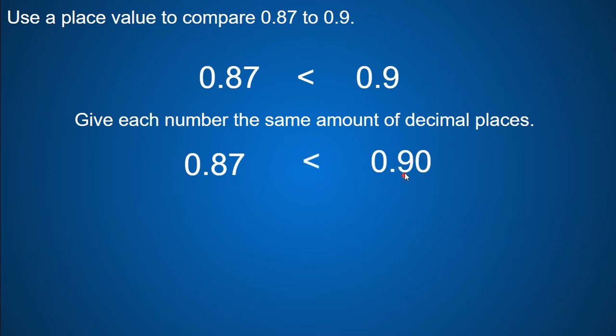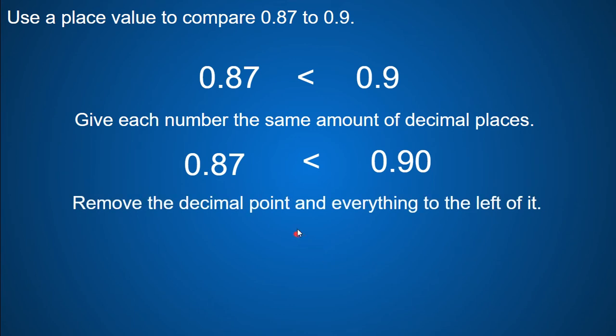But once again, looking at the place value of the digits, the 8 in the tenths place is less than the 9 in the tenths place, and that is what makes 0 and 90 hundredths larger than 87 hundredths.